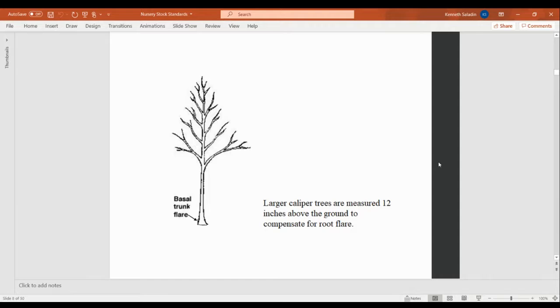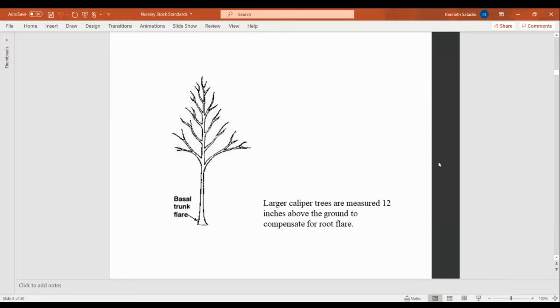Look at this picture of a tree. You can see that as trees get older, they develop something called basal trunk flare, where the bottom of the trunk flares out. This is a very normal and natural condition, but when we measure the caliper of the tree, we don't really want to include that trunk flare in our measurement because it actually distorts the size of the tree. So on larger caliper trees, and that would be trees larger than the 4-inch diameter class, we are going to be taking the measurement 12 inches above the ground to compensate for root flare.